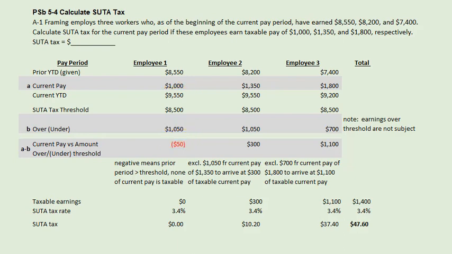This confirms that the earnings was over the threshold in the prior period, and hence, this period the taxable earnings subject to SUTA tax is 0 for employee 1.